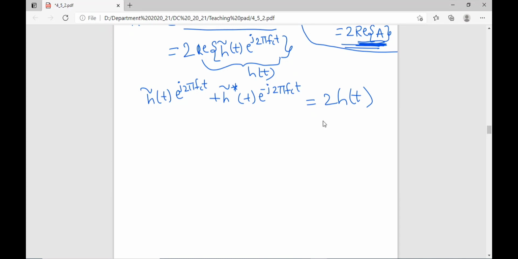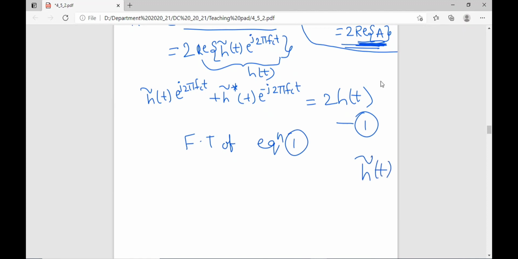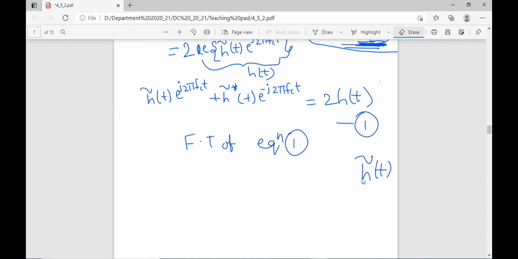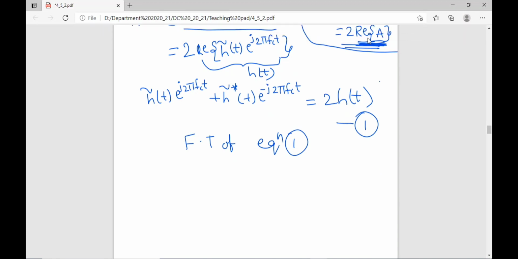Now we'll consider this as equation 1, and we'll try to find the Fourier transform of equation 1. All this analysis I'm doing only to get h tilde of t. So keep that in mind.